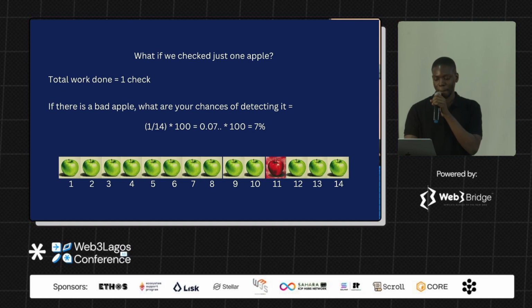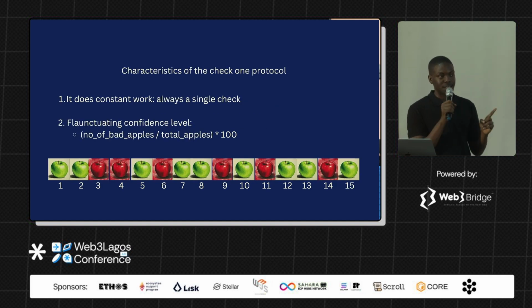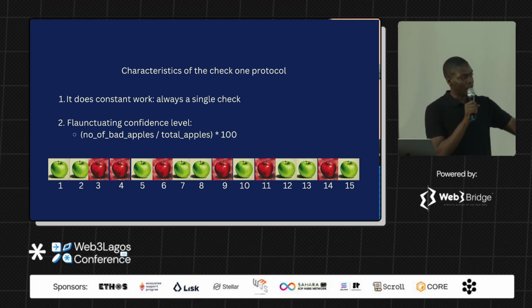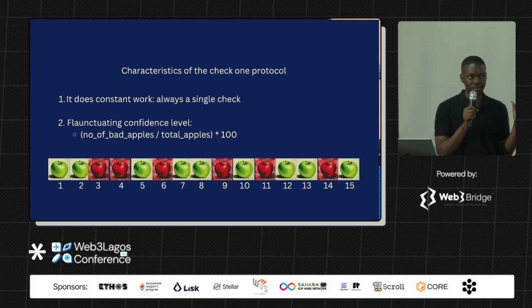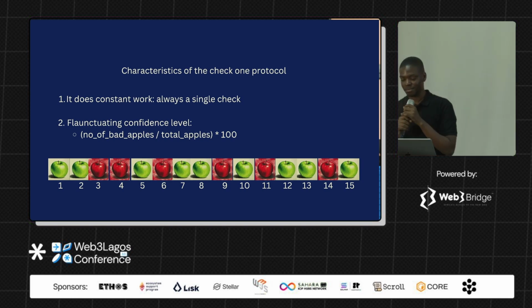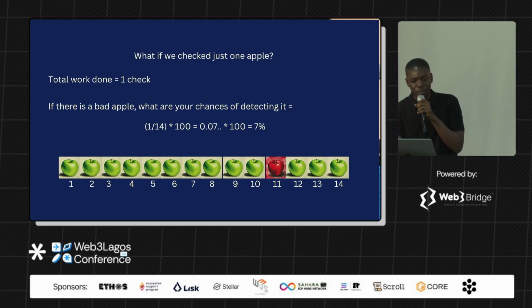But the good thing is that the amount of work we did is really small, right? We just did one check, but then the probability is fluctuating. Does this make sense? Okay, cool.